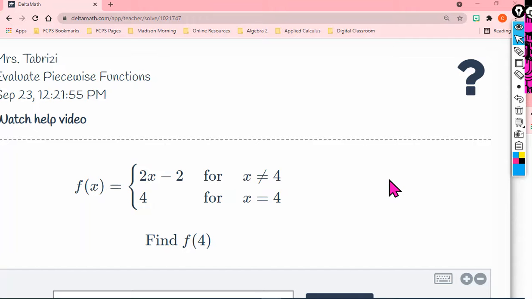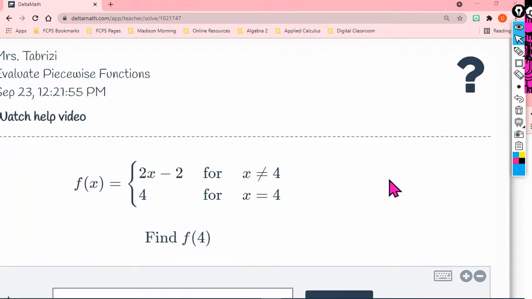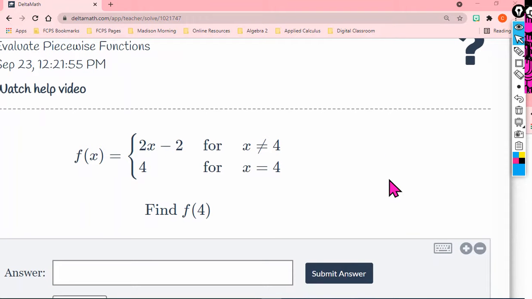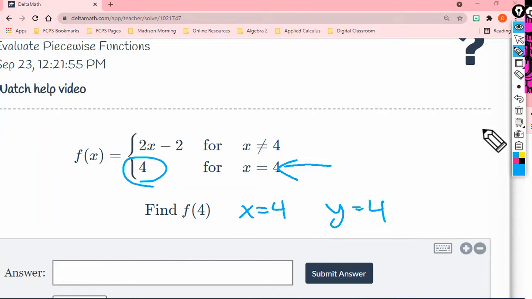All right. Evaluate and then hold up your answer. There's an answer. So here, this is saying that x equals 4, which fits here. And so the outcome is actually y equals 4 also.